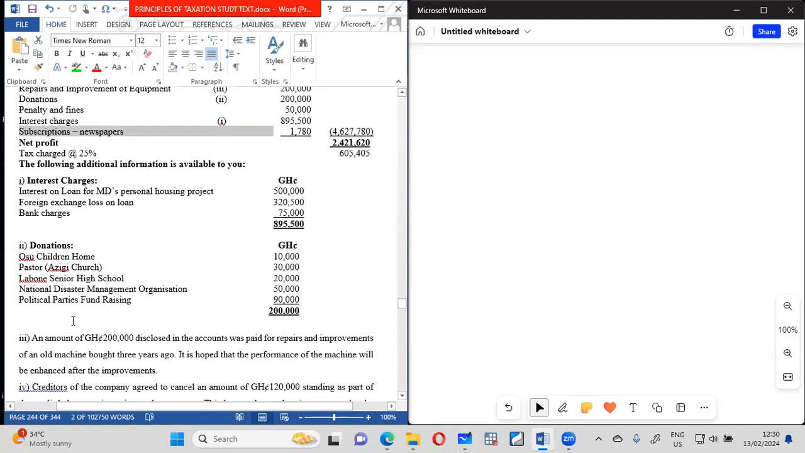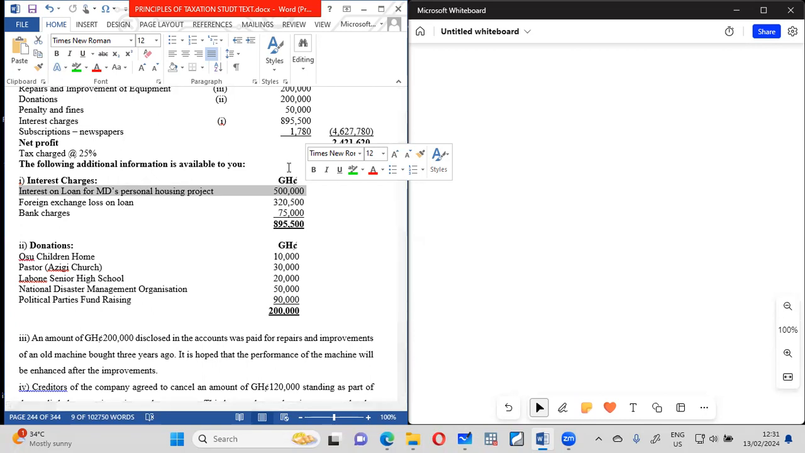So interest on loan to the MD. The interest charges, there's a loan to the MD. Okay, so we will take care of that. It's personal. You took a loan for the MD, and you are charging the interest on that loan as part of your deductible expenses. No, you will not allow that. Foreign exchange loss on loans, yes, that one too is fine.